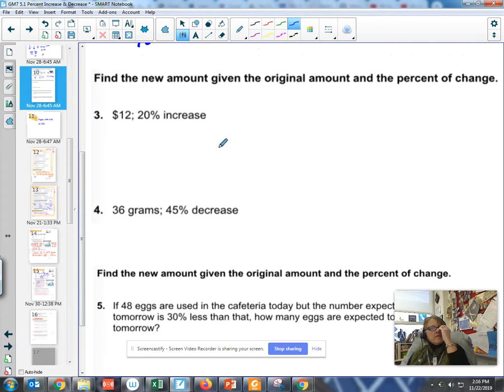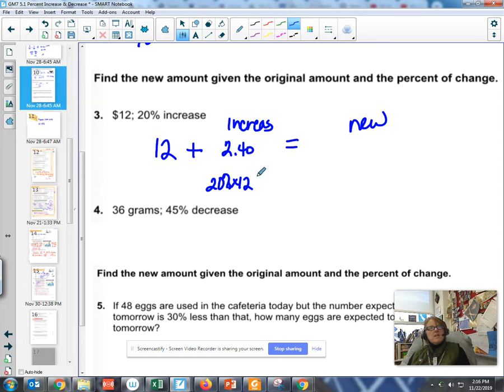Oh, now these are going the other way. $12 is my start. It said find the new amount given the original. So that's my original. Because it says increase, I have to add something here, and then I'm going to get my new amount. This is the increase. What you have to do here is take 20% times $12. There you go. I get $2.40, which gives me a new total of $14.40.